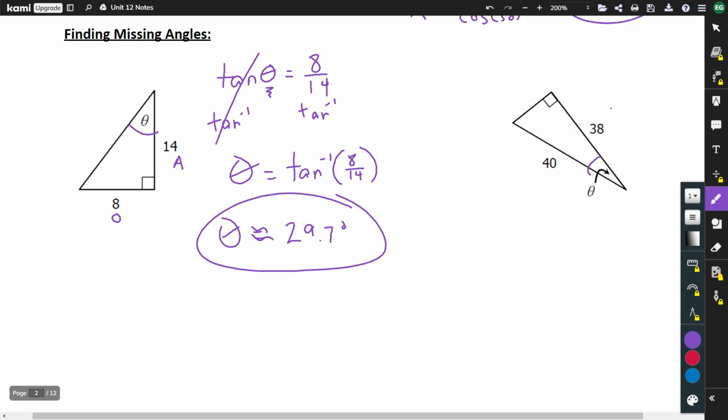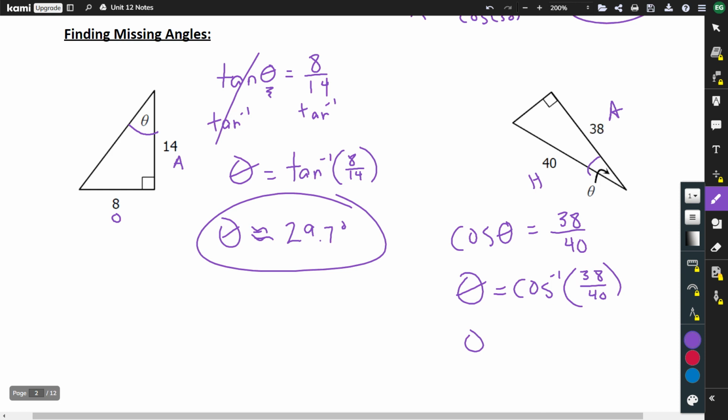Got my angle, I have my adjacent side, I have my hypotenuse. So we're going to set up cosine of theta equals 38 over 40. We're going to do the inverse of cosine to each side. So theta equals inverse cosine of 38 over 40, which is going to give us about 18.2 degrees.